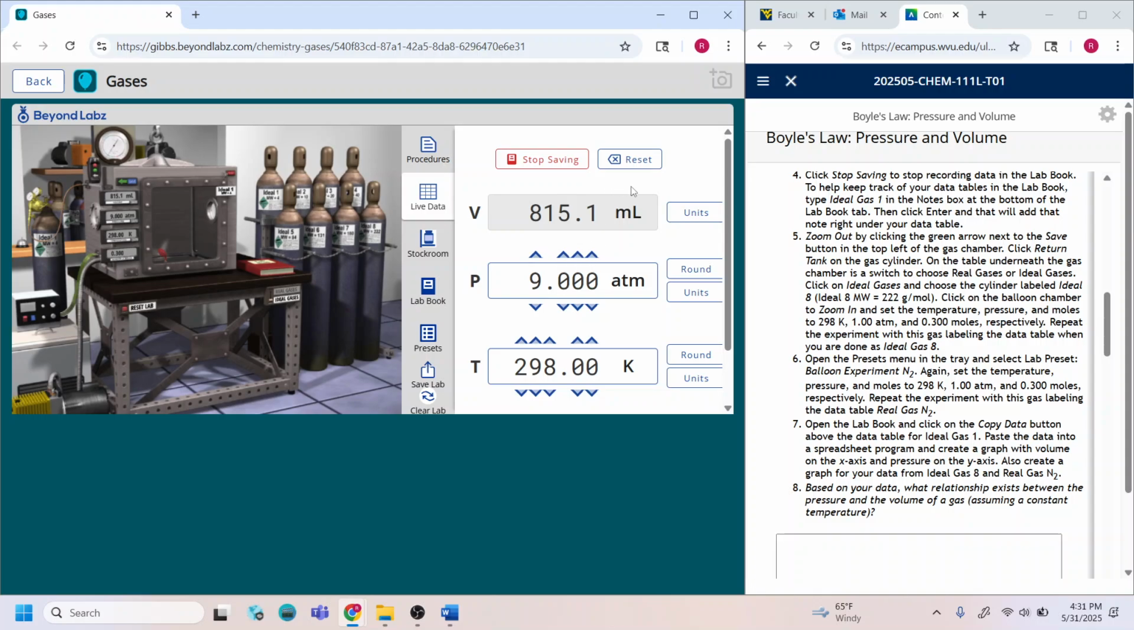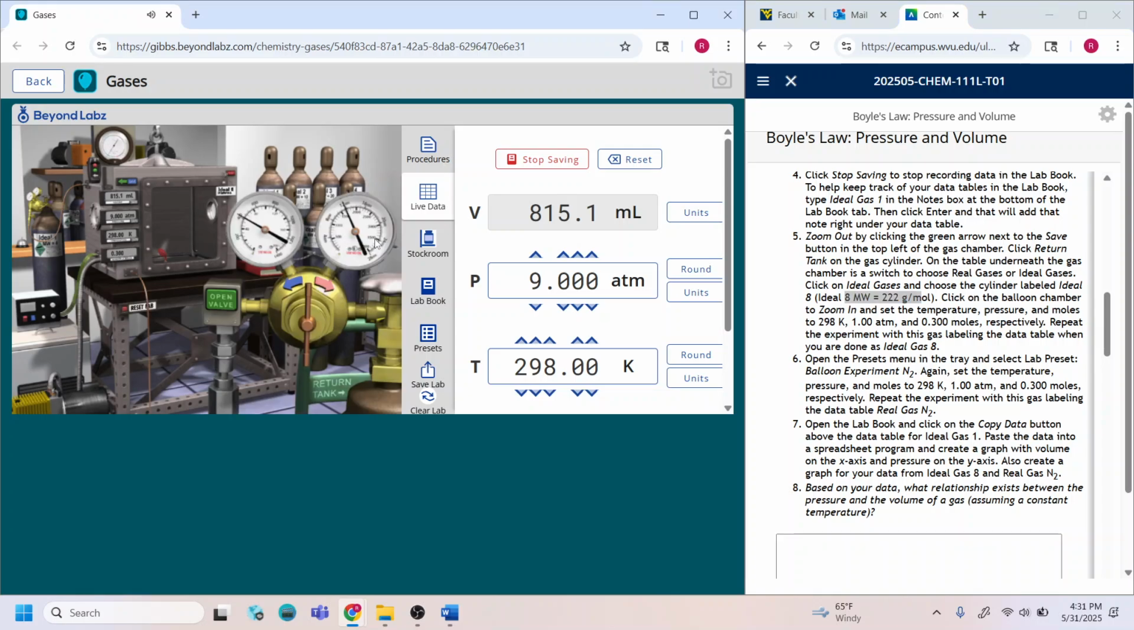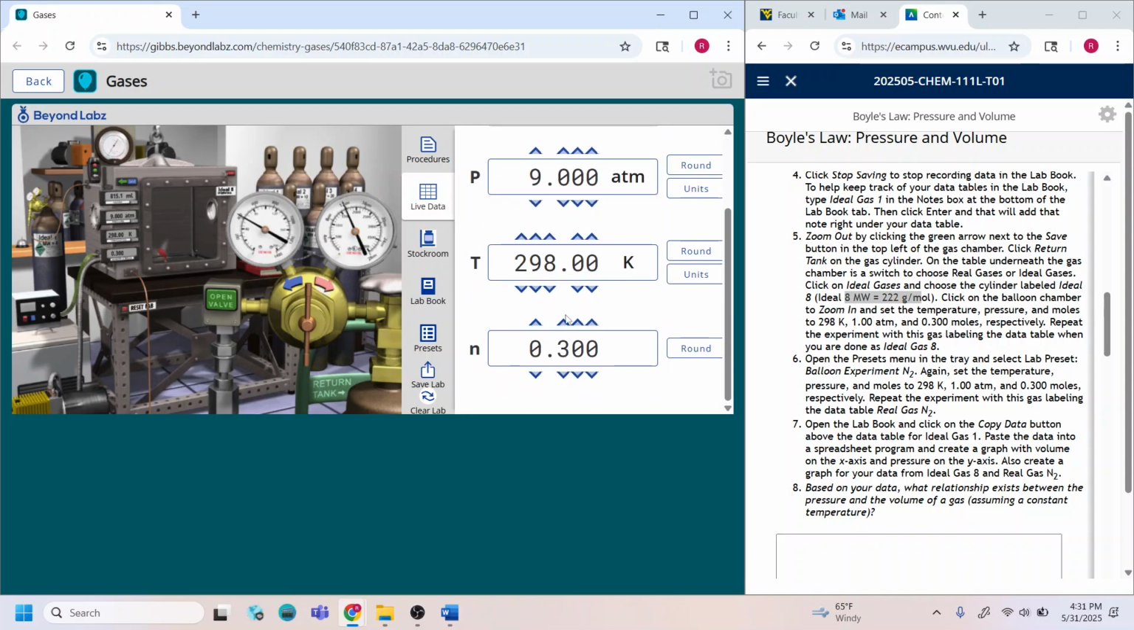We're going to go into the live data. And it says to always make sure that you are choosing the ideal gas, and they want ideal gas number 8 with the molecular weight 222. This is ideal gas number 8. So we're going to go ahead and press on that. Okay. This is going to be the tank. And the number of moles is 0.3.